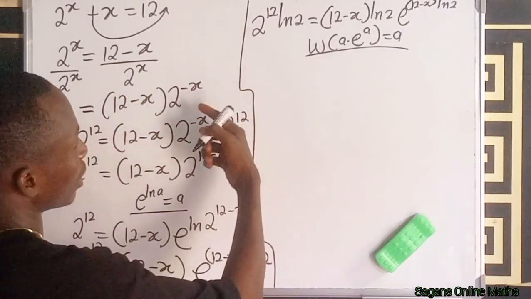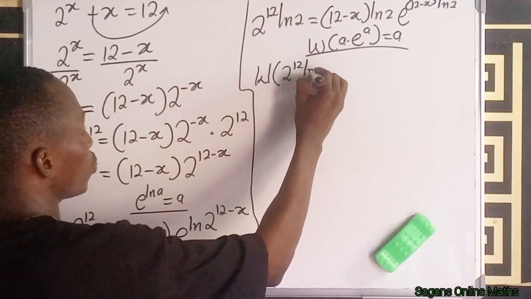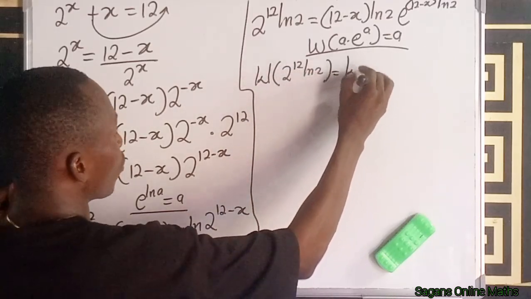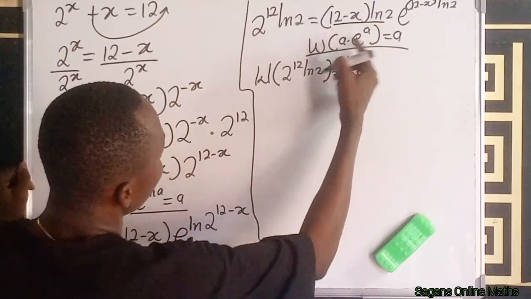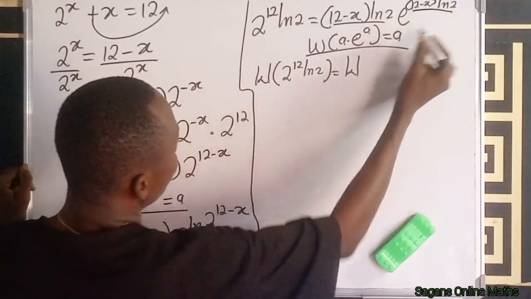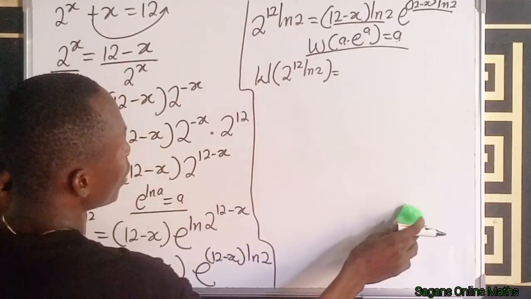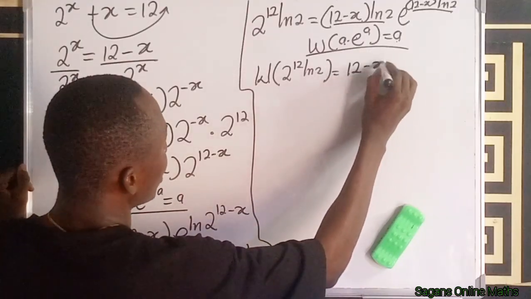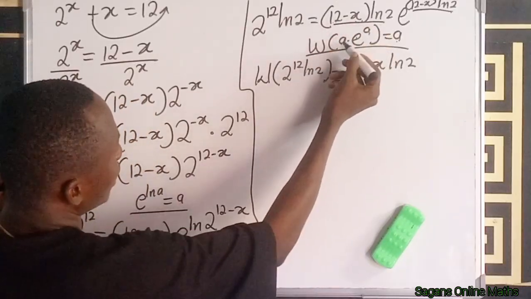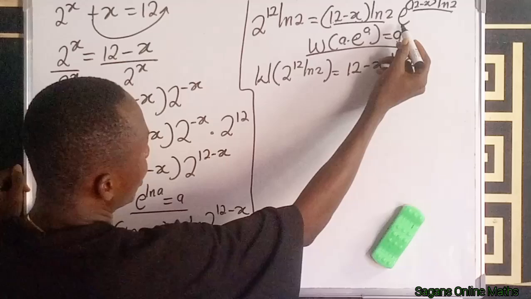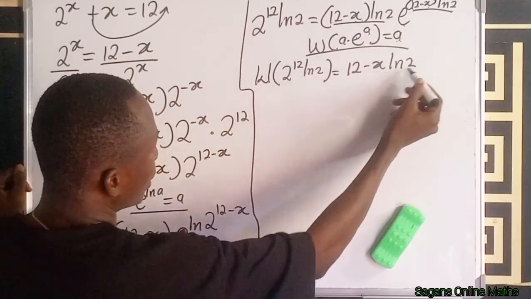So let's take the Lambert W of both sides. That means the Lambert W of (12 minus x) ln 2 times 2 to the power of 12 ln 2 is equal to the Lambert W of, if this represents a here and this represents a here, so we can say that the outcome is a. So there is no need for us to take the Lambert W. We all know that the outcome here will just become (12 minus x) ln 2. Because if (12 minus x) ln 2 represents a here, and (12 minus x) ln 2 represents a here, the outcome is just a. So the outcome will just be (12 minus x) ln 2.